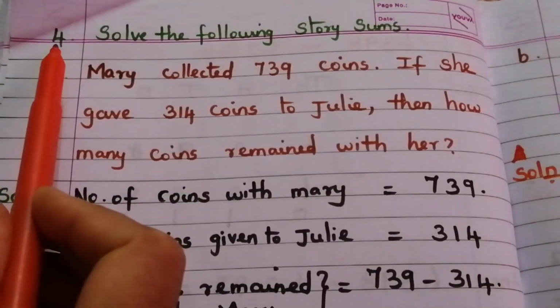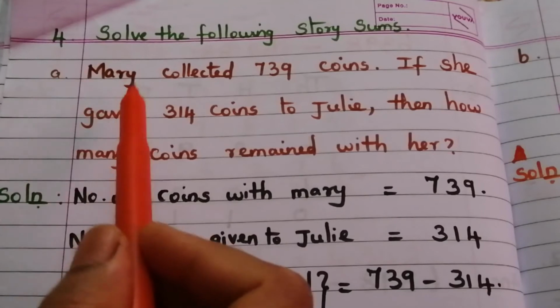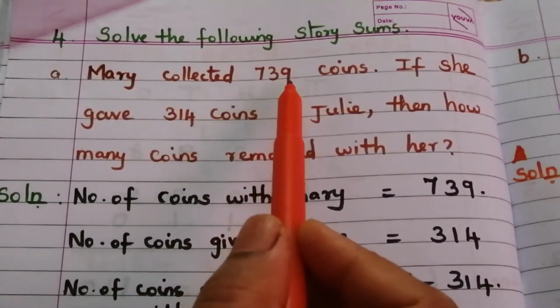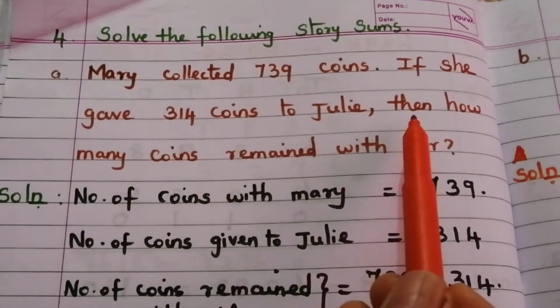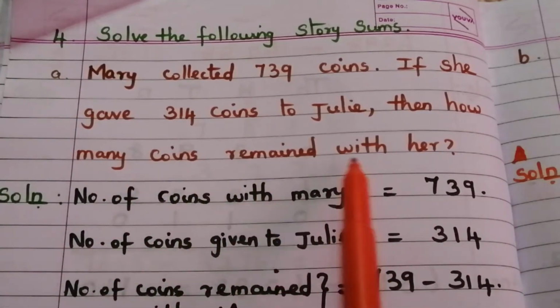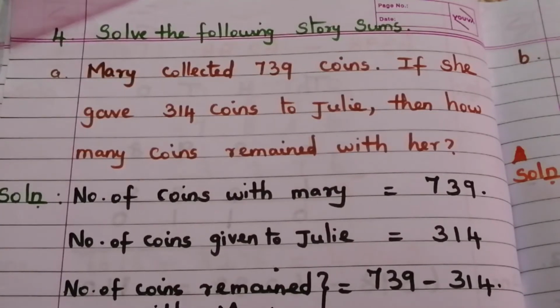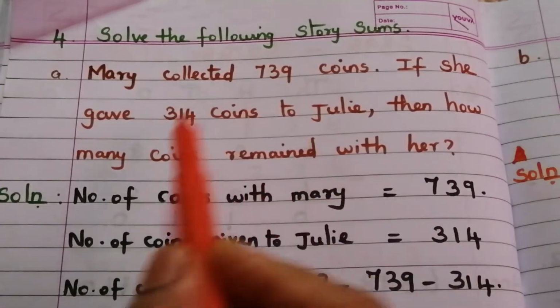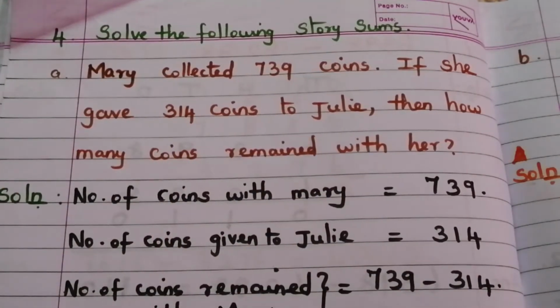And next problem, question number 4. Solve the following story sums. A. Mary collected 739 coins. If she gave 314 coins to Julie, then how many coins remained with her? So first we have to write down the given data, 739 and 314. Then we have to find the number of coins remained with her. And to find this we have to do the subtraction operation.